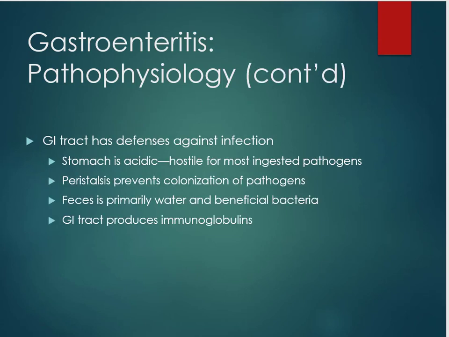So the GI tract offers several defenses against infection. But when bacteria or viral pathogens can overcome these barriers, then they grow and cause varying degrees of gastroenteritis. We know that the acidity of the stomach is normally about a pH of 2, which does not allow for most organisms to grow. Peristalsis of the GI tract prevents colonization of pathogens. And feces being primarily a water base and bacteria, these are the bacteria that help prevent the overgrowth of bad bacteria. And we also know that the GI tract produces immunoglobulins that protect against invading organisms.